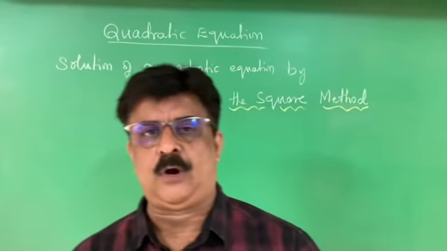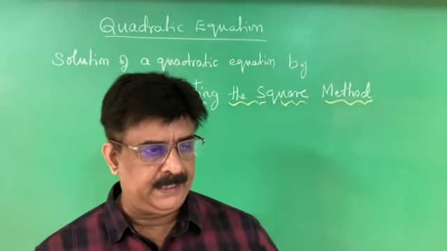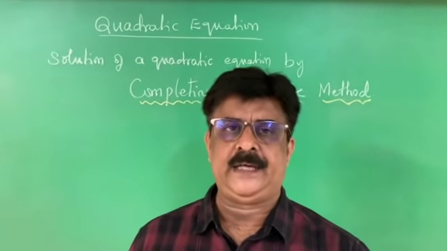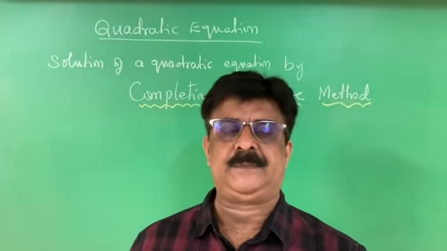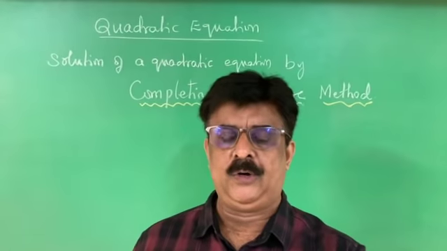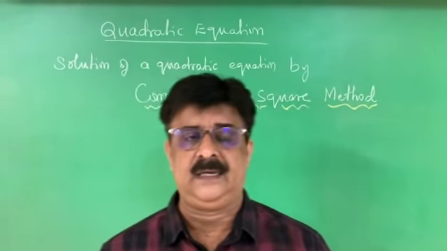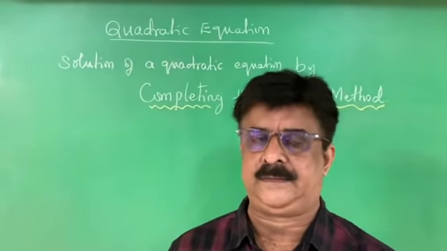We are in a chapter called quadratic equation. What I completed so far, I am going to repeat once again. A quadratic equation is a second degree equation. ax square plus bx plus c is equal to 0 is the standard form of a quadratic equation of variable x, where a is not equal to 0 and a, b, c are constants.